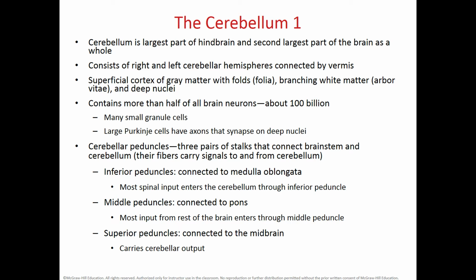Now, the cerebellum connects to the brainstem by the three cerebellar peduncles. The inferior peduncles connect specifically to the medulla oblongata, so that most of the input coming from the spinal cord will enter the cerebellum. Now, the middle peduncles connect to the pons, and they receive the input from the rest of the brain, and the superior peduncles are connected to the midbrain and carry the cerebellar output.